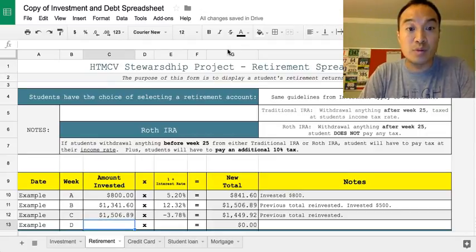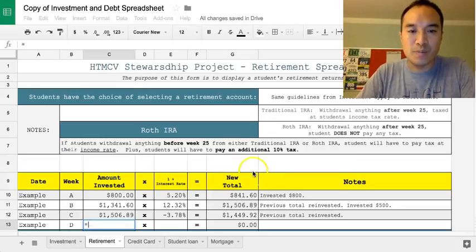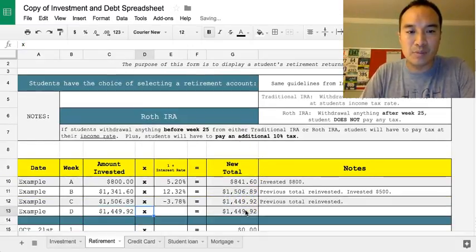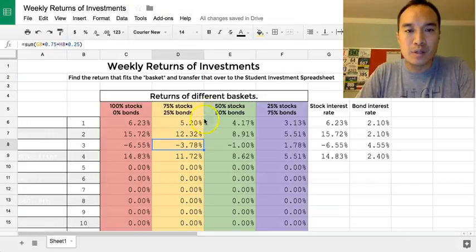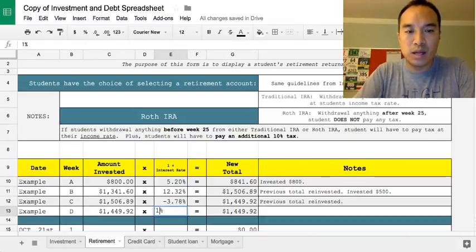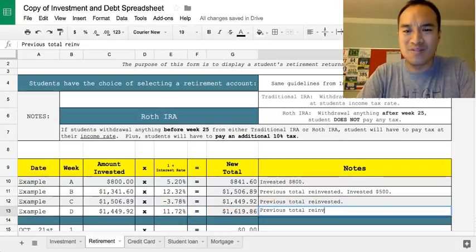And finally, this person wants to withdraw money. Just a heads up, the tax person is involved here because there are a lot of tax implications. So when the tax person tells you how much to withdraw, that's how much you can withdraw. For our case, we're just going to withdraw 300, like the other example. So here, 11.72, bingo, and previous total reinvested, $300 withdrawn, done.